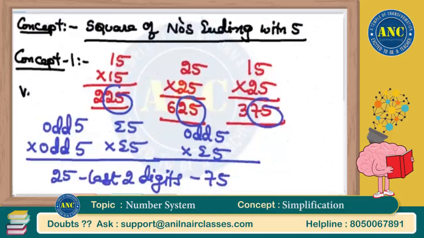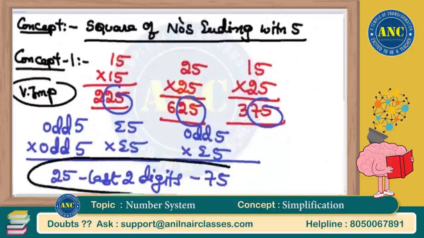If you multiply any two odd numbers ending with 5 or any two even numbers ending with 5, last two digits will be 25, else it will be 75. Problems.